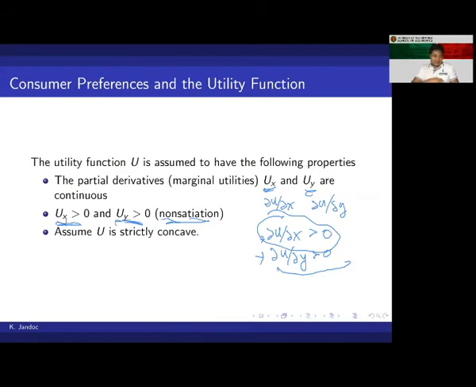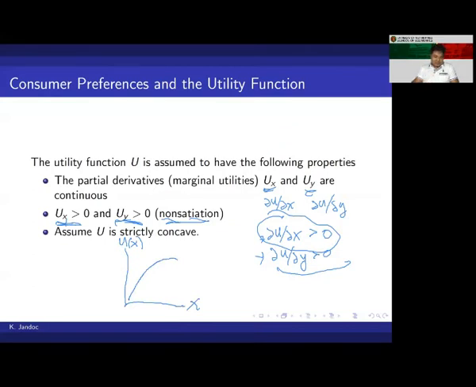And we further assume that the utility function u is strictly concave. Let me illustrate what that means with just one variable. Suppose you only have one good, x, and then you have your utility u of x. We know that a function is strictly concave if we have a form like this.